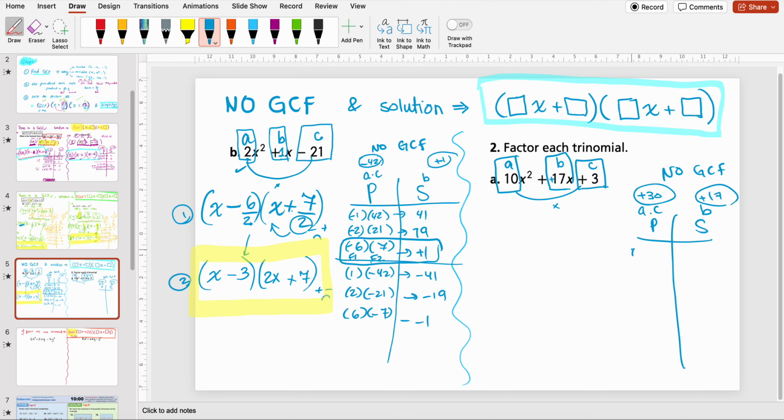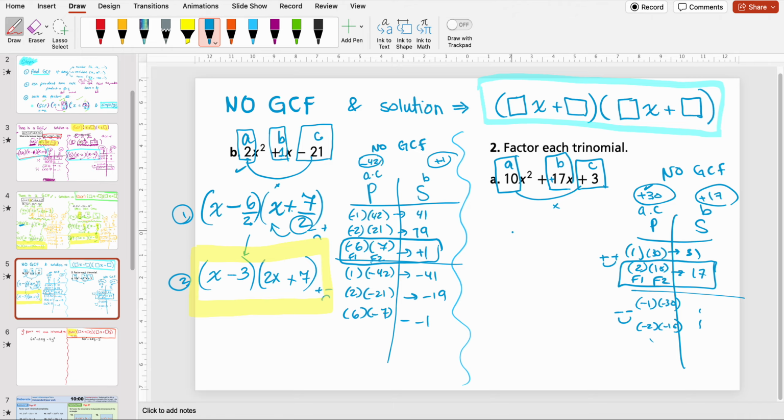You can list all the factors: 1 times 30, 2 times 15, and so on, but I know 2 and 15 will work. Either both are positive or both are negative. Negative 1 times negative 30, negative 2 times... again, why is it both positive or both negative? Because if both positive, the answer will be positive. If both negative, the answer will be positive again. Anyways, the sum should be 17. This is 31, this is 17, and so on, but I found the pairs. It's 2 and 15. First factor is 2, second factor is 15.